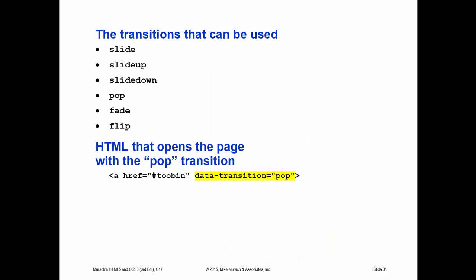So the transitions that you can use for this include slide, where the next page slides in from right to left; slide up, where it slides in from bottom to top; slide down, where it slides from top to bottom; pop, where the next page fades in from the middle of the screen; fade, where the next page fades into view, that's the default; and flip, where the next page flips from back to front, similar to the way a playing card would be flipped.